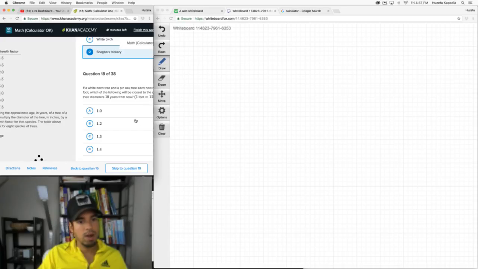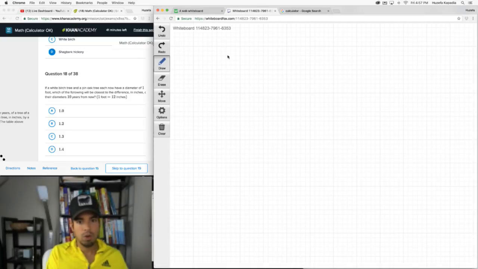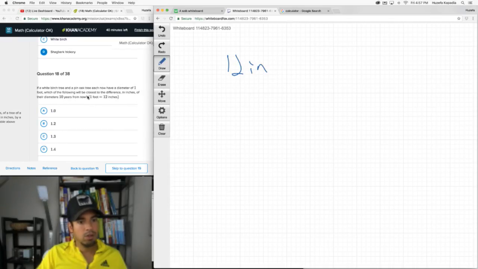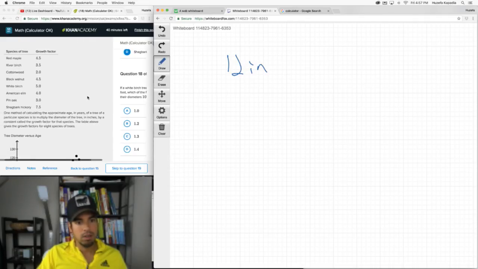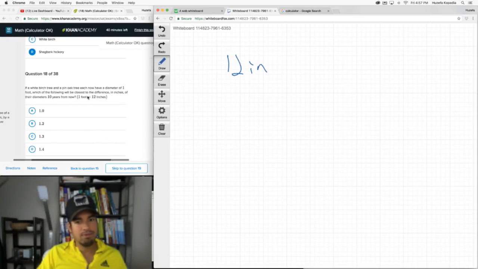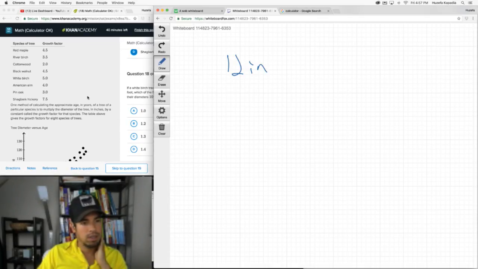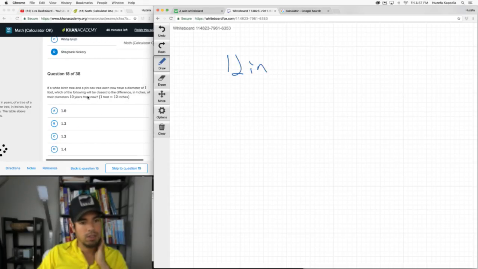Rough approximation. If a white birch tree and a pin oak tree now have a diameter of 1 foot, which is 12 inches, which of the following will be closest to the difference in inches of their diameters 10 years from now? Okay, so let's see here. Right now they're 1 foot. Every year they're going to grow. Let's see how many years old they are now.